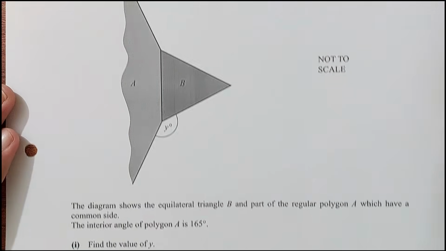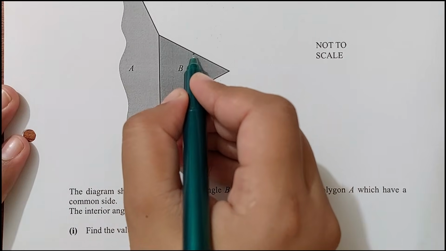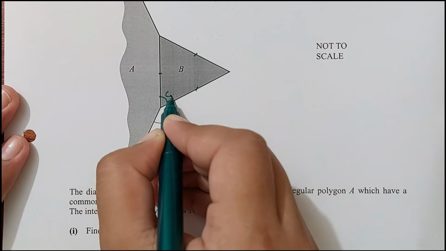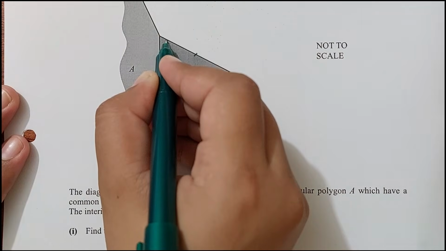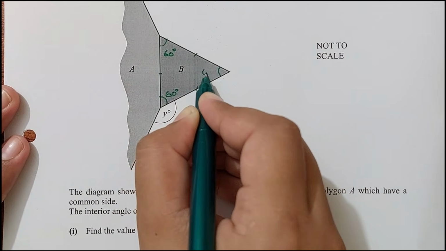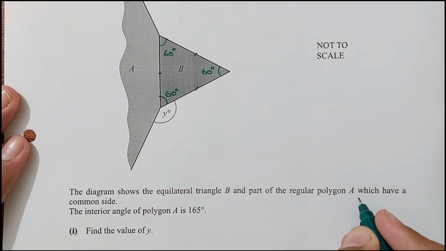Question number 3, part A. The diagram shows the equilateral triangle B. B is an equilateral triangle. All three sides and all three angles are the same. This is 60 degrees. For all three angles, they are 60. Okay, and now the regular polygon A.